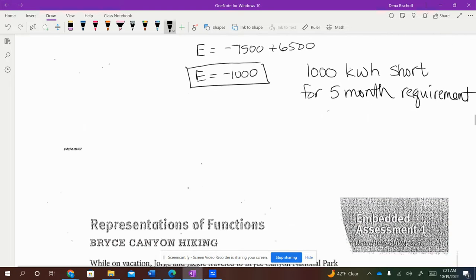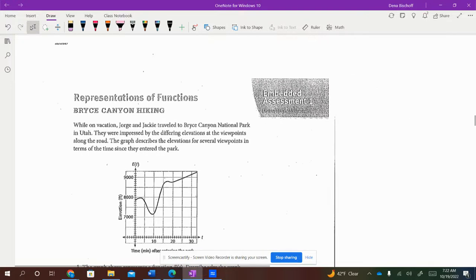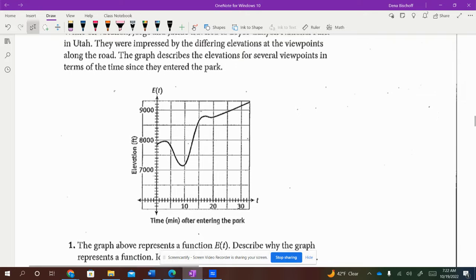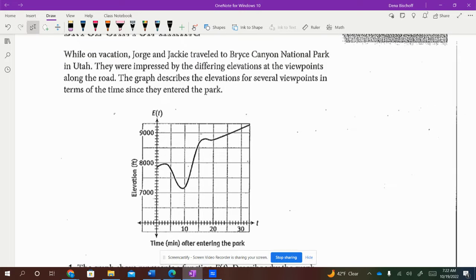Okay. All right. So let's look at some graphs and let's try to represent some graphs. So this graph just represents the elevation in Bryce Canyon after these two people traveled through Bryce Canyon. This is their time in minutes and their elevation. So the first thing I want you to notice is that they started at about 7,800 feet. That was their starting elevation. They got as low as 7,200 feet, and they got as high as 9,300 feet.